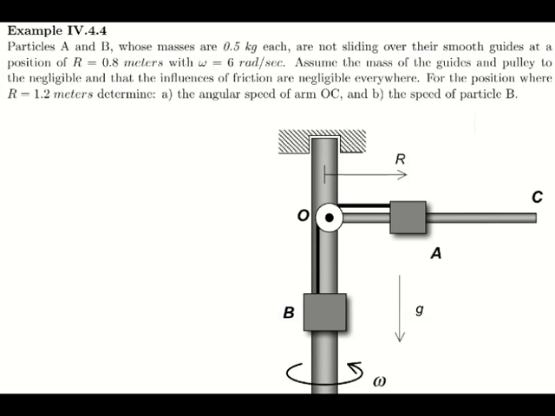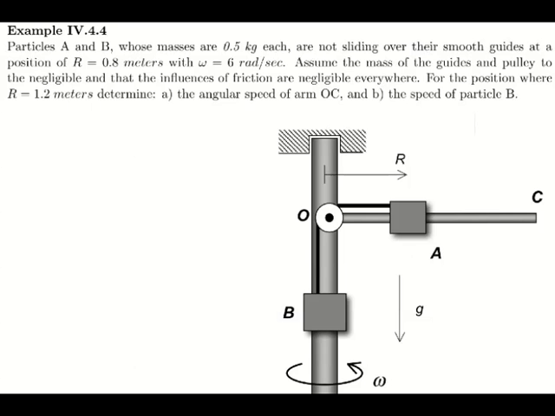In this example, we're looking at particles A and B, which are connected by a cable pulley system that's shown. A is able to move along a smooth rod, which is attached to a shaft. The shaft is initially turning with a rotation rate of omega. B is allowed to move along a smooth vertical guide, which happens to be the shaft.